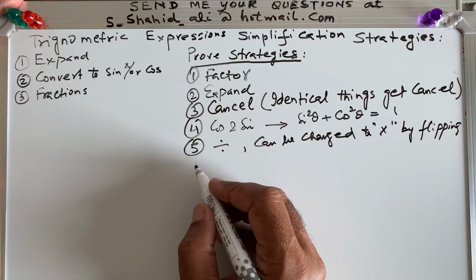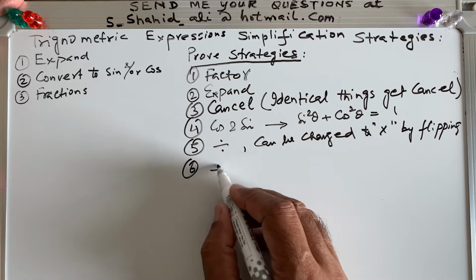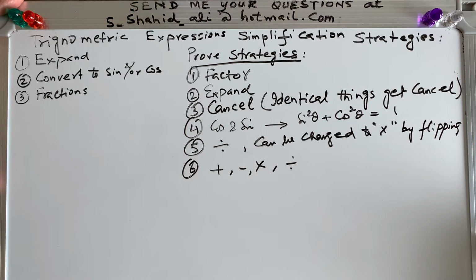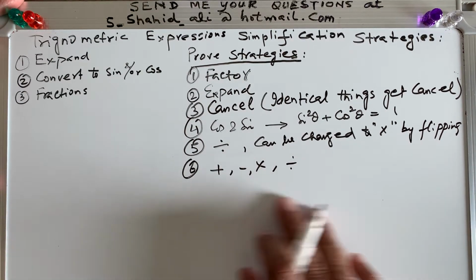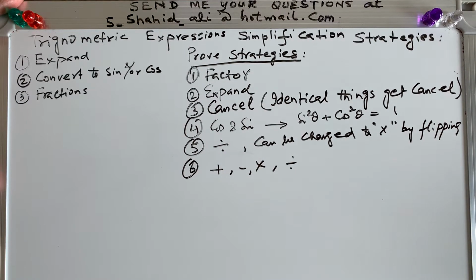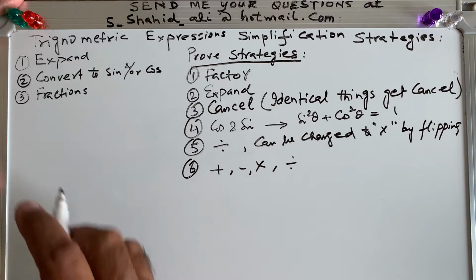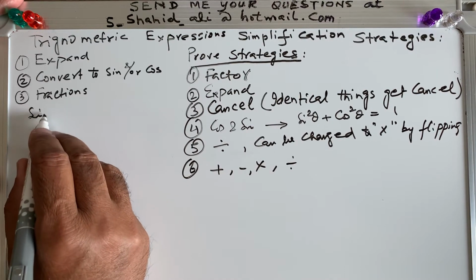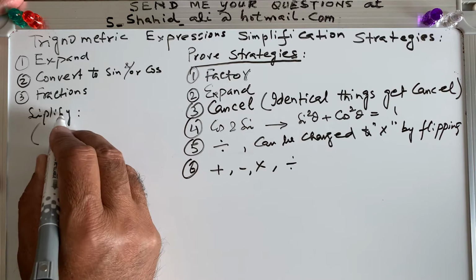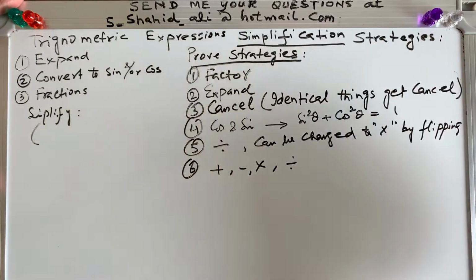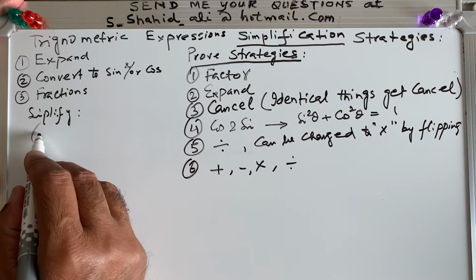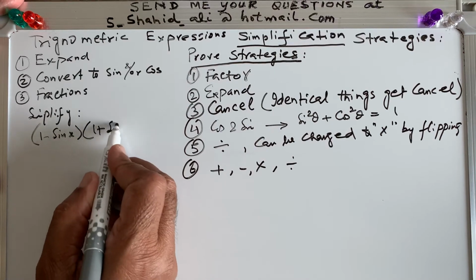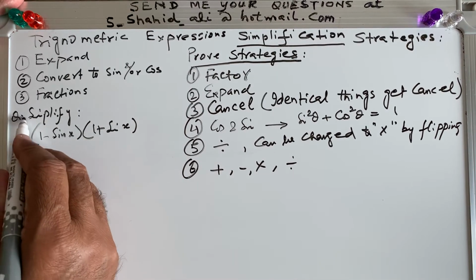Or we can say we do division, subtraction, everything, all four operations. All four operations are addition, subtraction, multiplication and division. There are rules, so we use everything we have learned so far. For example, the question says only simplify, because this is simplification strategies. The question is giving 1 minus sine x times 1 plus sine x, and the question is just saying simplify.